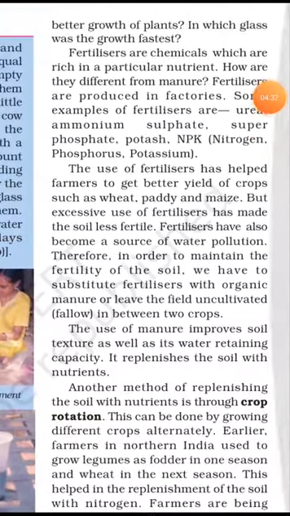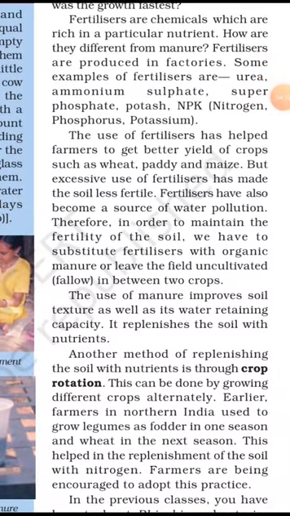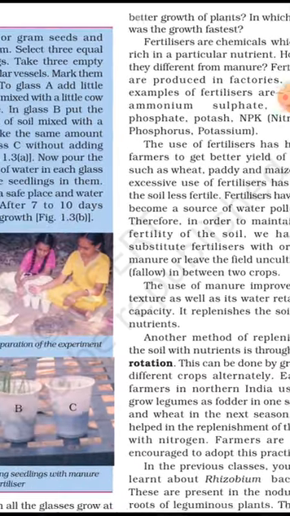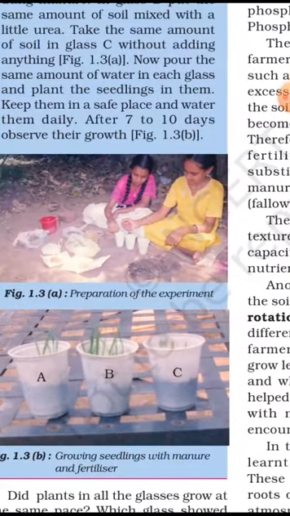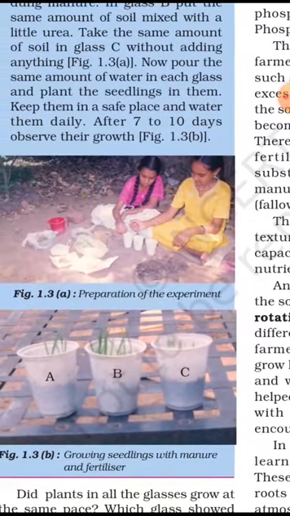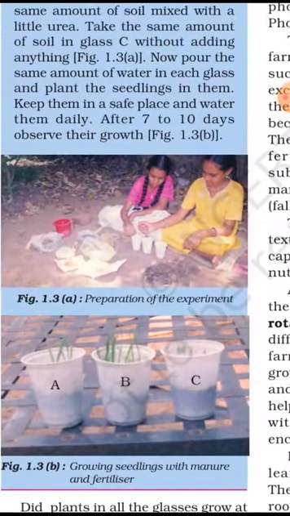Next comes fertilizers children. You can see this first paragraph, what are fertilizers. Actually, these are chemicals which are rich in particular nutrients, and help the farmer to get a better yield of the crops. Examples of some of the fertilizers are urea, ammonium sulfate, superphosphate, potash, NPK. N means nitrogen, phosphorus and potassium.